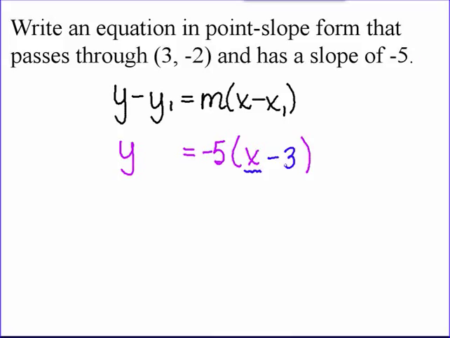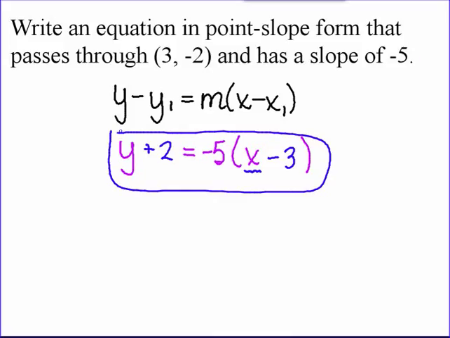Now I'm going to go to the y-coordinate. The y-coordinate in the problem is -2. So I'm going to write the opposite, so +2. And there you go. That's all there is. You don't have to simplify. Leave it as it is. Unless they specify, you leave it in point slope form.